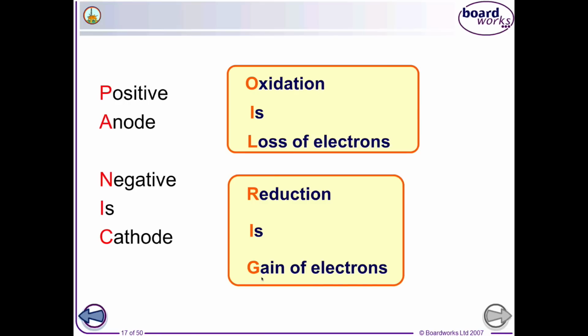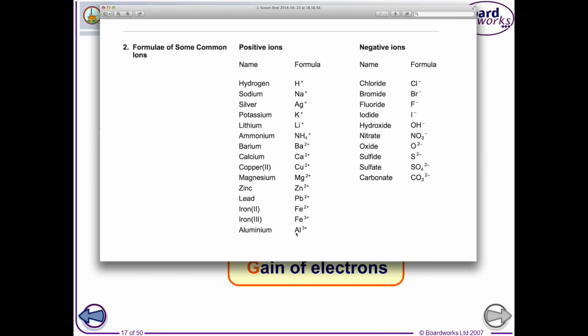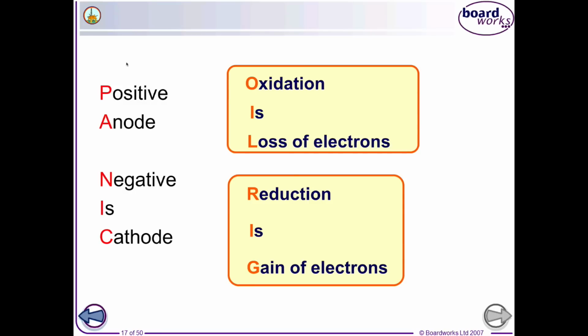So if somebody says to me, during electrolysis, what happens to the aluminium, then all that I do is I look on my data sheet, aluminium is 3+, I know that the aluminium will be attracted to the negative cathode, and I know it will be undergoing reduction and it will gain electrons. And that's how I use that logic. Tied in with your data sheet, you can do that quite easily. So hopefully that will help.